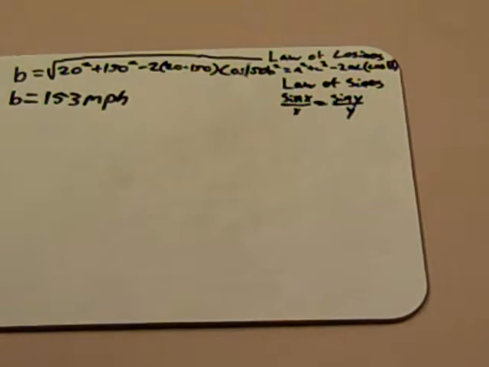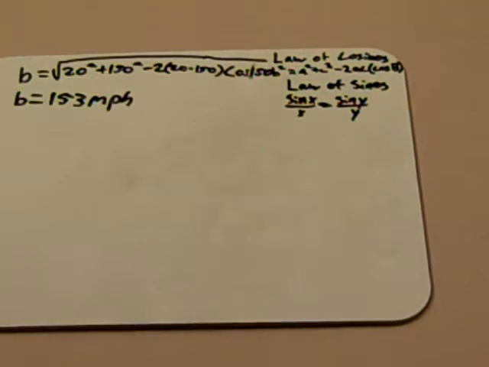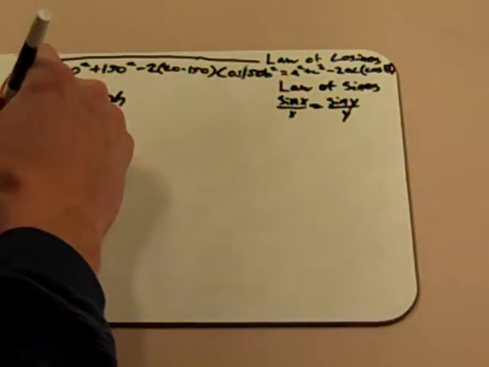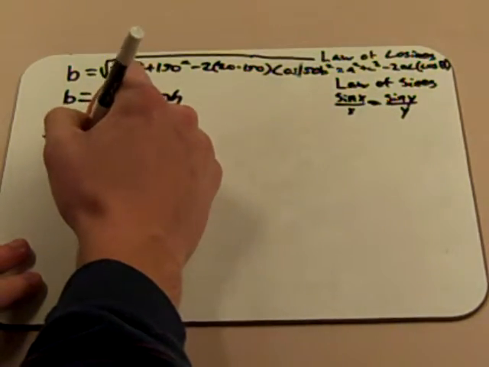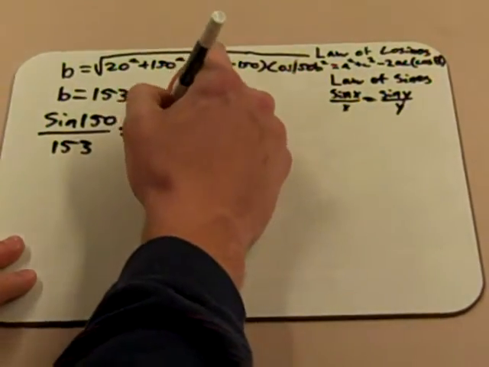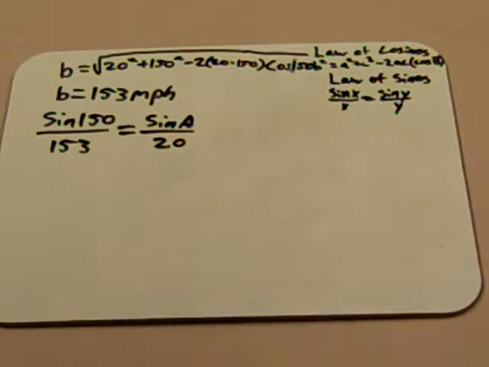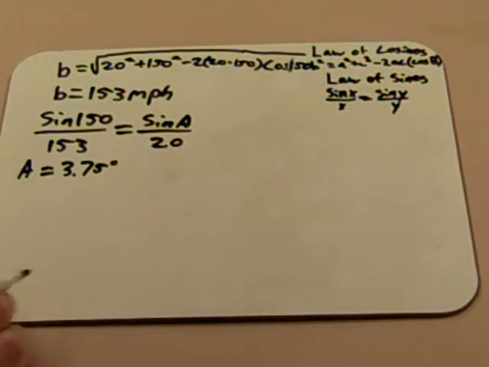Next, our course also includes a direction. By using the law of sines, shown here, we can relate proportions to accurately predict trigonometric values. The law of sines is sine of angle x over side x equals sine of angle y over side y. So by plugging in our earlier values, we can say that sine of 150 over 153 equals the sine of A over 20. By solving this problem, we see that angle A equals 3.75 degrees.